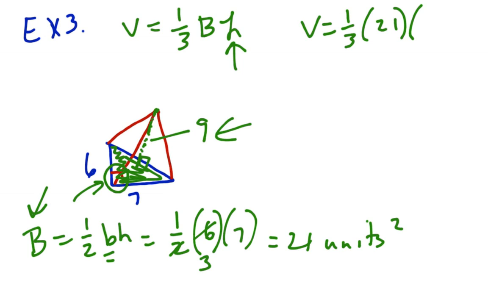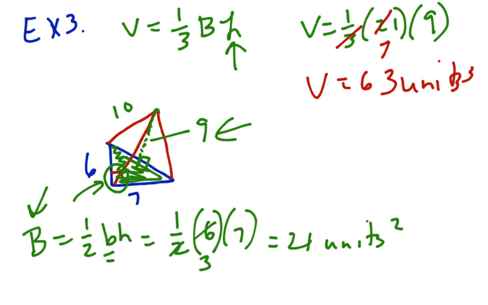That's not the red edge. So let's say the red edge is 10. You don't use the 10. You use the 9, which is dropped down from the center, which would be smaller than that slanty edge. And so that's 9 times. So I can reduce this to 7 and get 63 units cubed for my volume of my triangular pyramid.